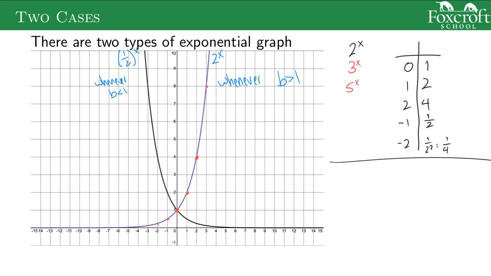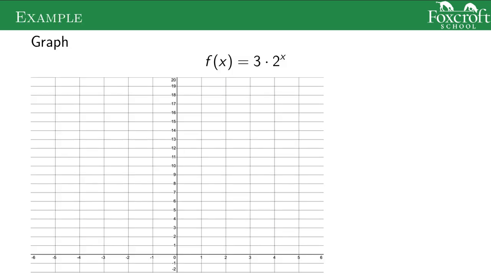If I were to graph 1/3 to the x, or 0.5 to the x, or 0.1 to the x, all these bases are less than 1, so it looks similar to this black graph. So that's the first thing to know with your exponential graphs: if the base is bigger than 1, it's going to look like this purple graph going from low to high. If your graph has a base less than 1, it's going to look like this black graph, which goes from high values down to low values.